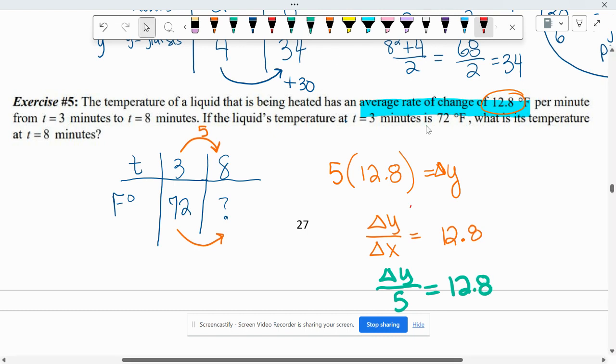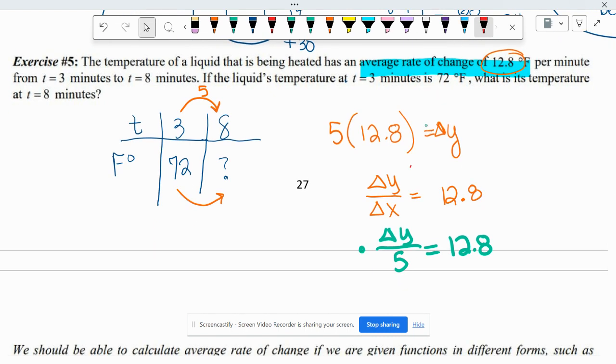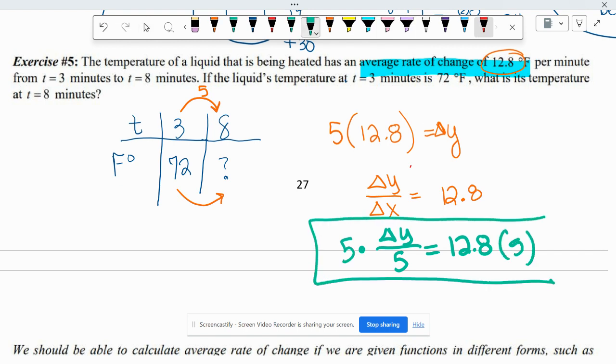How do I get rid of that denominator? Multiply both sides by 5. That's really what I did, algebraically. In my brain, I just know that I need to take 5 times 12.8. What is 5 times 12.8? Calculator heads.